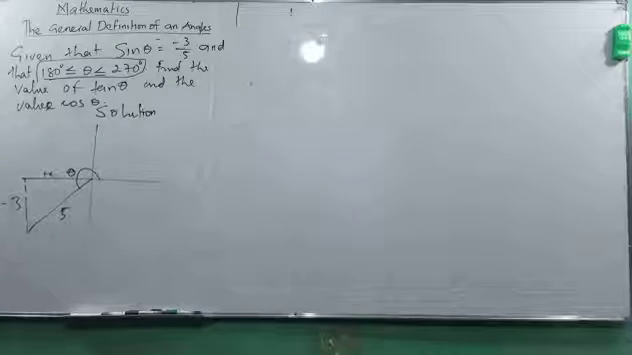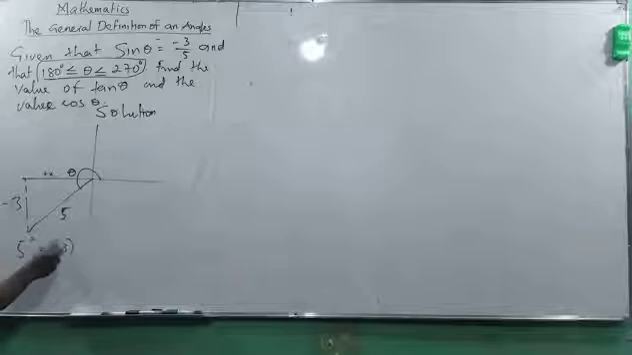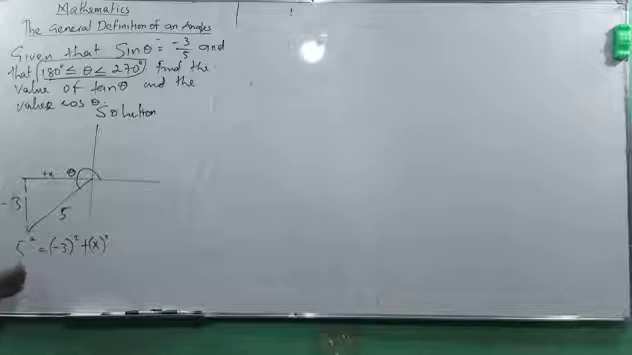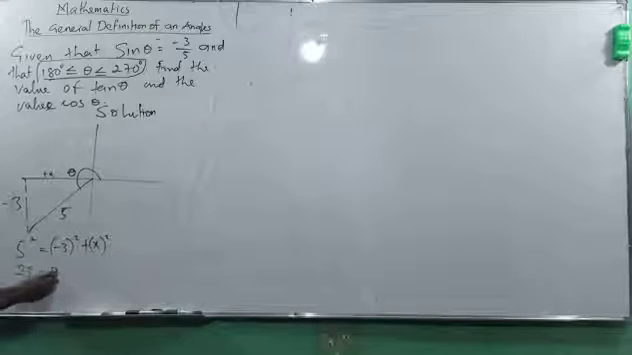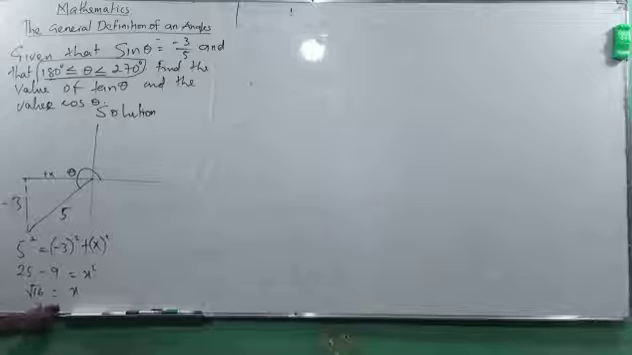Now, from there, I can say that 5 squared equals 3 squared plus x squared. Now we have 25 minus 9 equals x squared. This one will be what? 16. Root of 16 equals x, and root of 16 is 4. Now it means my x equals 4.